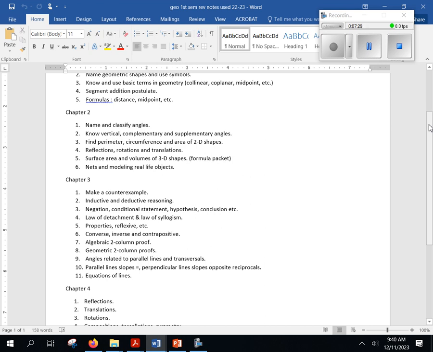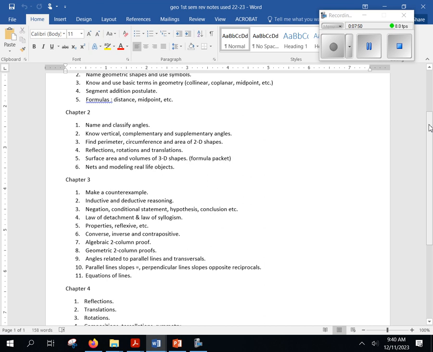Algebraic 2-column proofs. Make sure you know how to do those. Remember, for those properties, it's like addition property of equality. You've got to have that on the end. And I know you'll find this hard to believe, but I had several people just skip right over the algebraic proof. Really, the easiest thing. That's what I thought too, but that's why I stuck it on there.